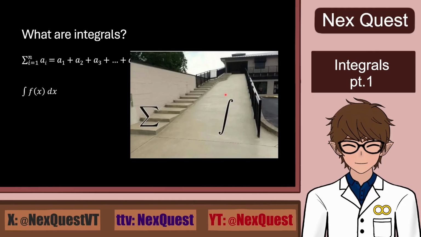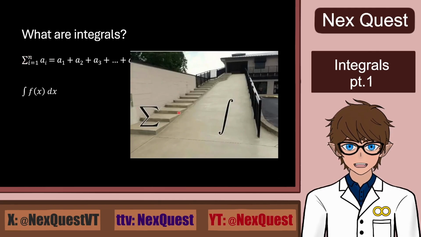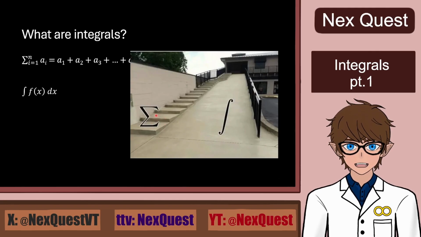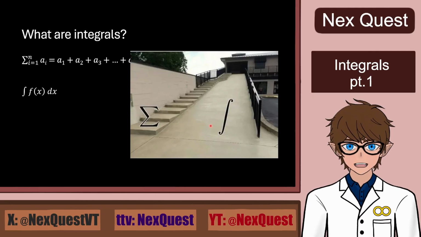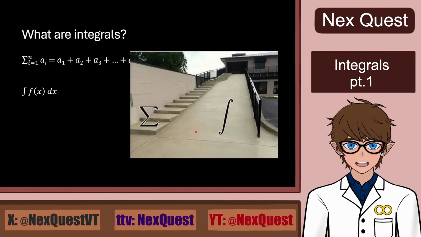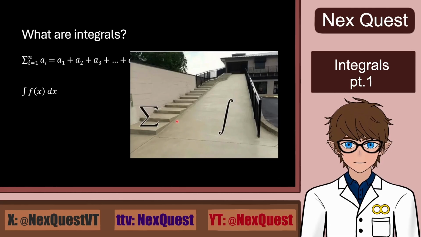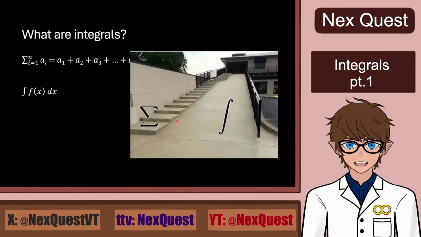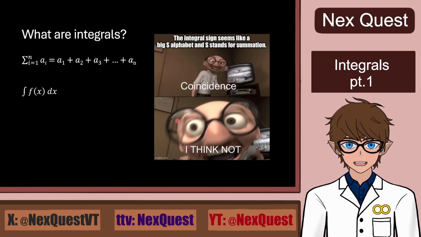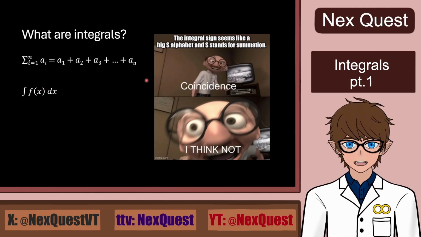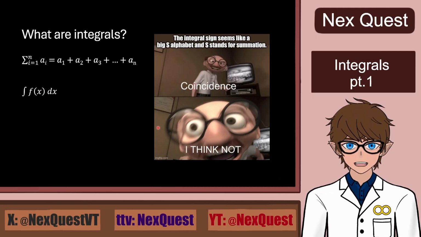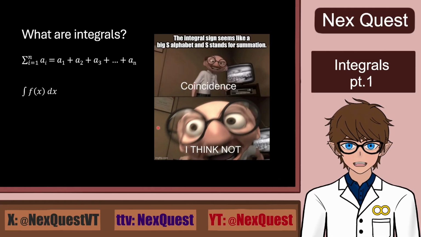So this is the difference. We see the sigma notation, the sum notation, is like steps, so each extra term adds a step, while integral notation is like a smooth curve, because the infinitely small parts can create a much smoother curve than flat levels would. Oh, I did add the meme. So yes, the integral sign seems like a big S, and S stands for summation. Coincidence? I think not. Maybe it is, I don't know.